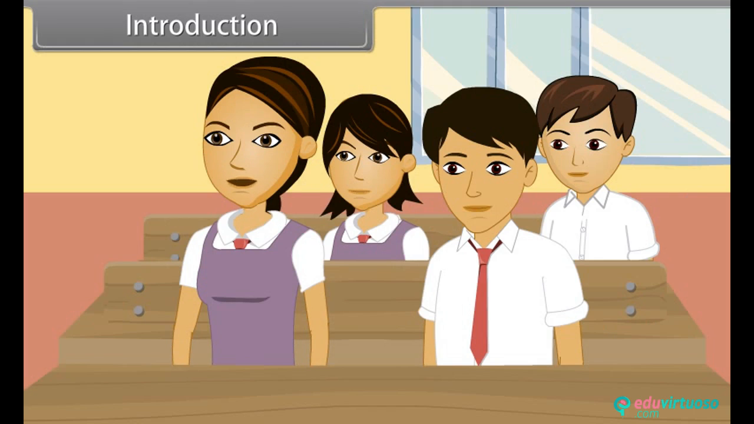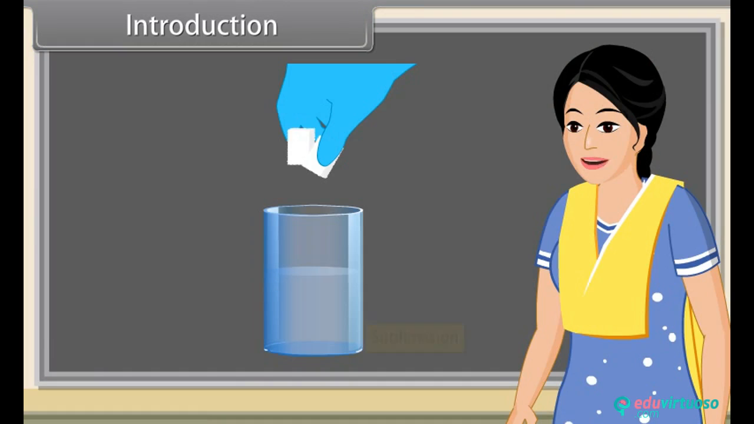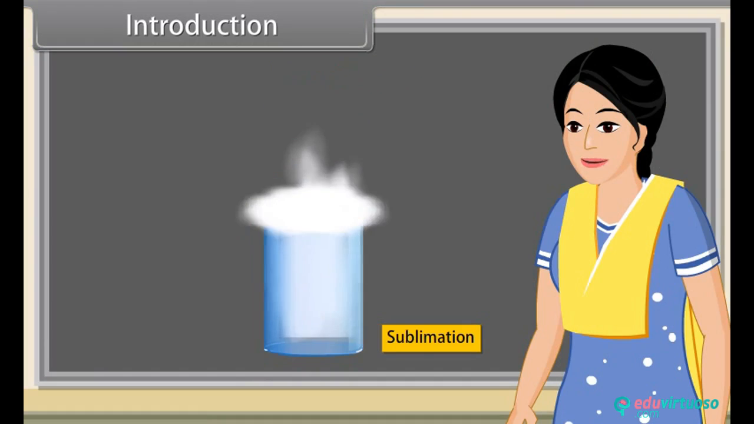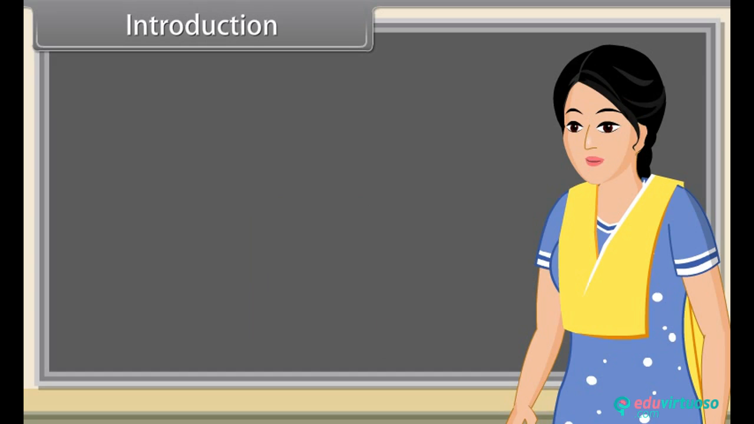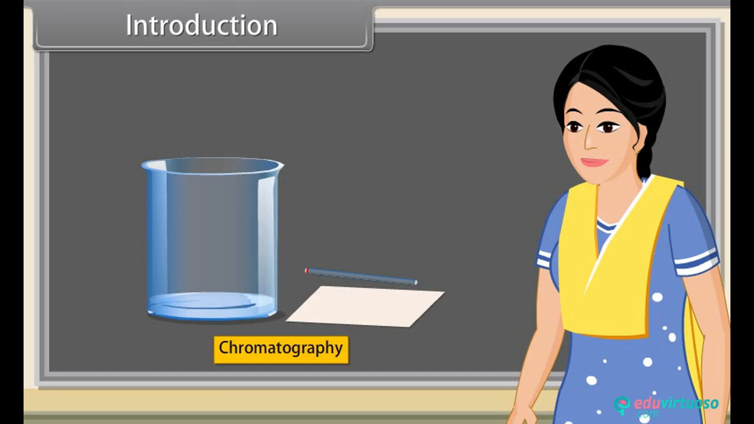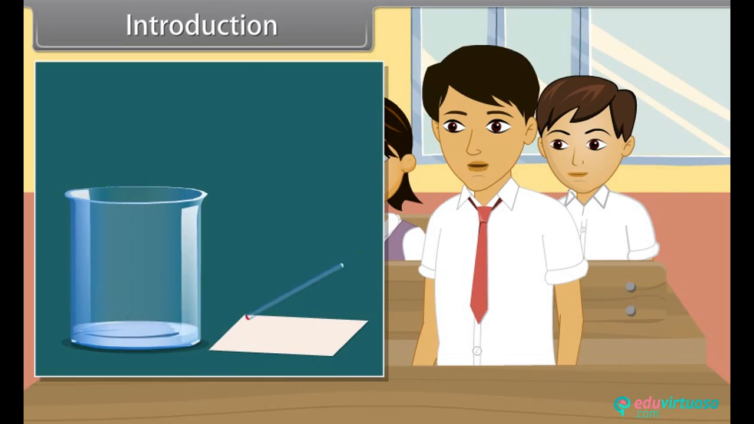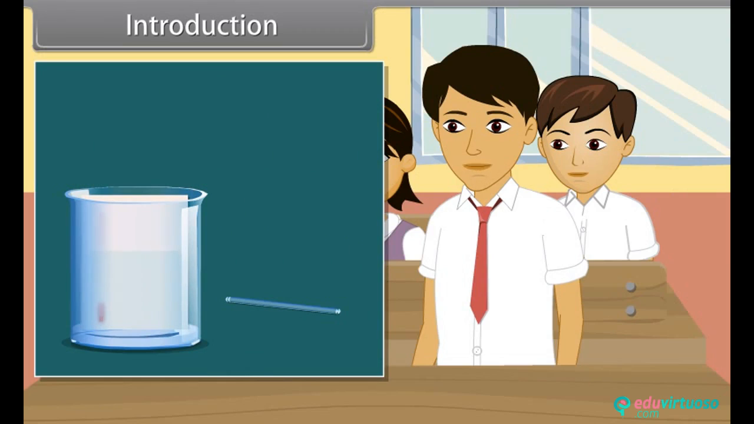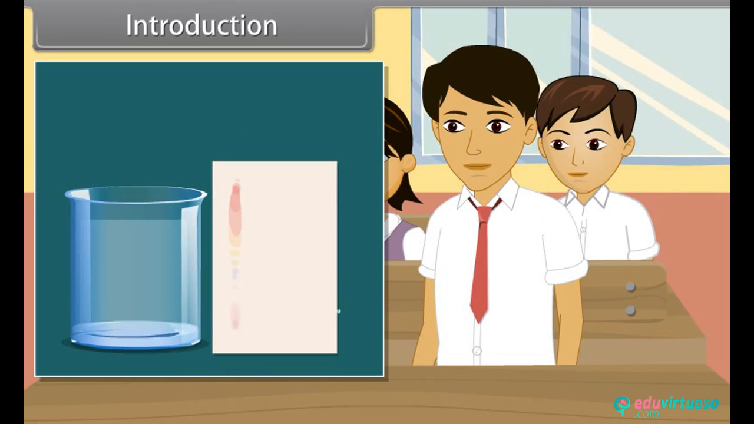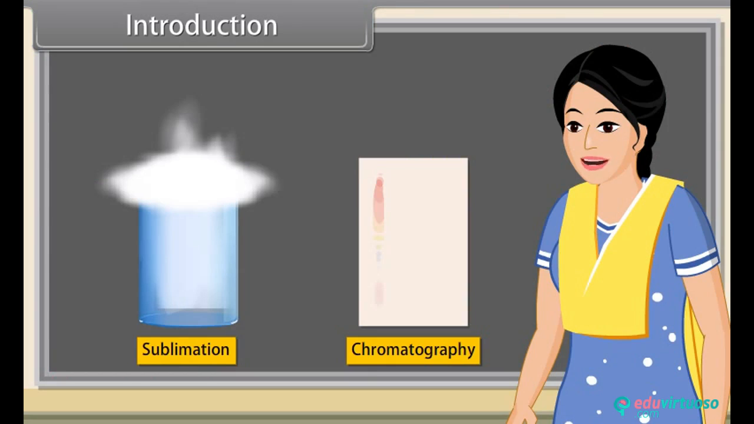Teacher, what is sublimation? Sublimation is the process in which solid directly converts to vapor state without passing through liquid state upon heating. Now, can anybody tell me what is chromatography? Teacher, chromatography is a technique used to separate and analyze a mixture of chemicals. Very good, Aryan. Now we'll study the processes of purifications in detail.